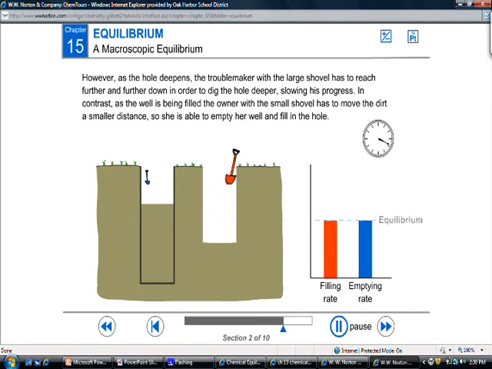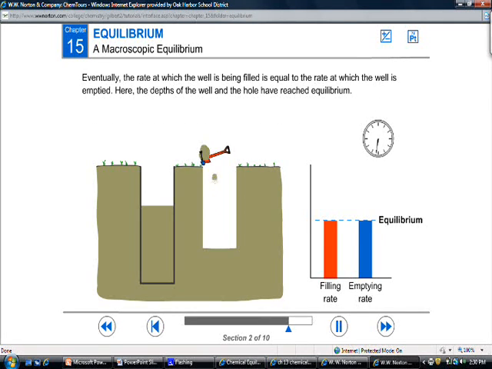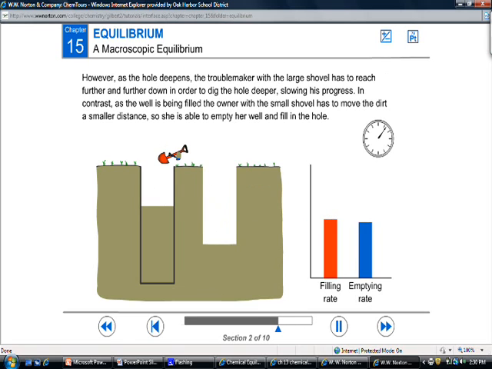In contrast, you can go to this website. You have the link here on our website. As the well is being filled, the owner with the small shovel has to move the dirt a smaller distance, so she is able to empty her well and fill in the hole. Here we go. Let's see how this works now.